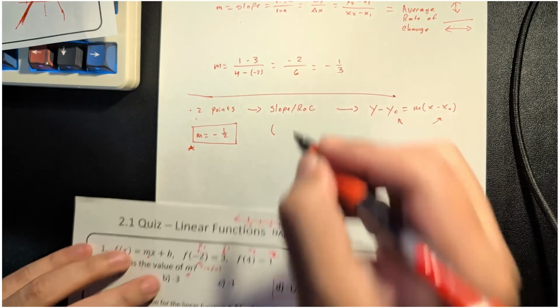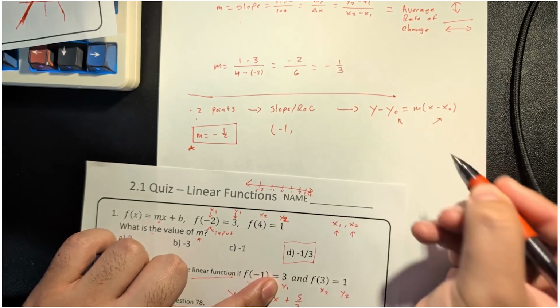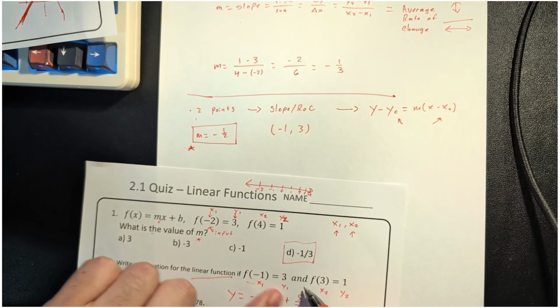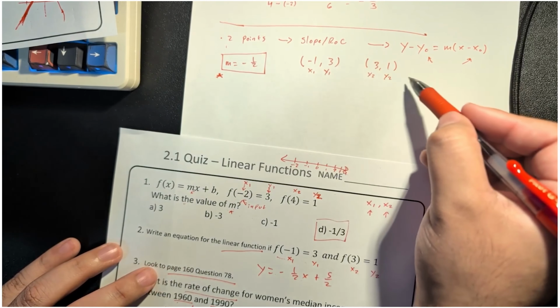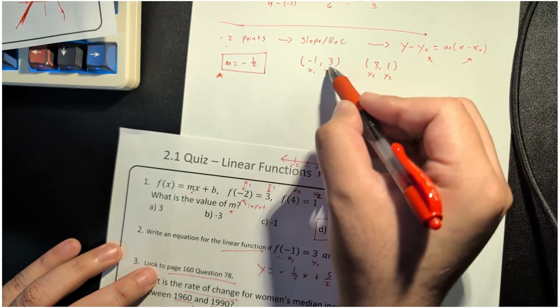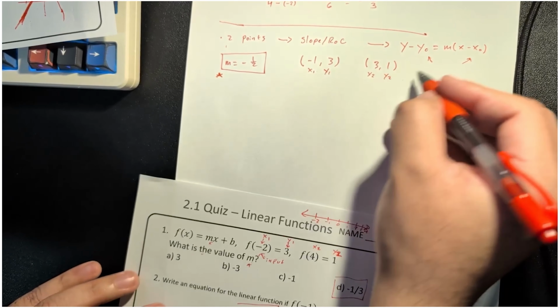So we have our 2 points. We have our point -1, 3, and then the other point is going to be 3, 1. We're going to call these x1, y1, and x2, y2. Okay, so then I'm going to pick one of these points. It does not matter which one, because we're going to double check with the other. So I'm going to go with this one, and plug it in using my slope.